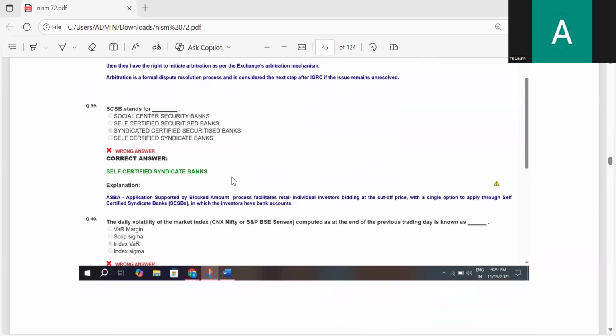SCSB stands for Self Certified Syndicate Bank.